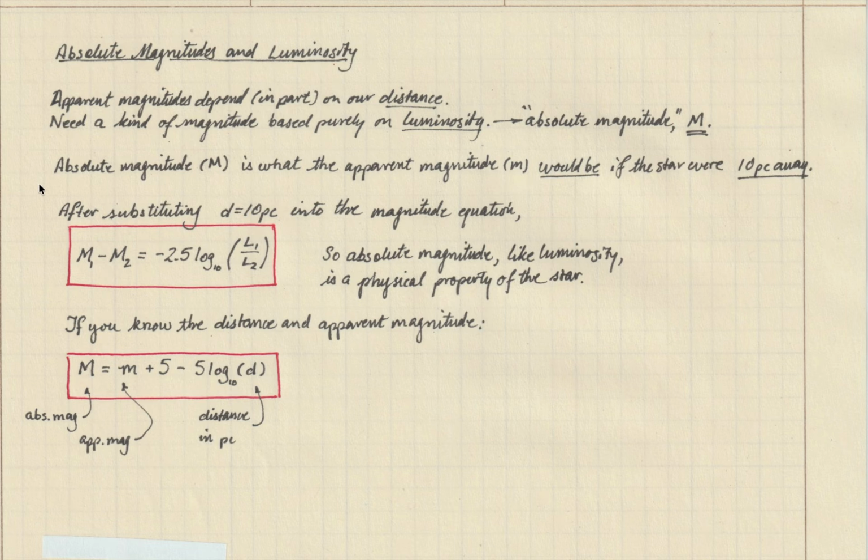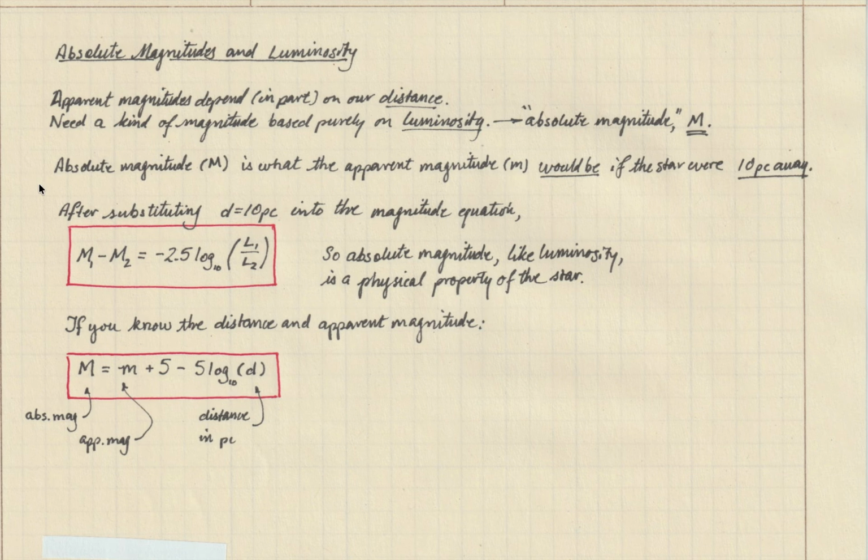So in order to handle this, we've given an arbitrary distance. We say, all right, if we were to move this star to where it was exactly 10 parsecs away from us, then how bright would the apparent magnitude be? Well, that's what the absolute magnitude is. It's the apparent magnitude when the star is at a distance of 10 parsecs.